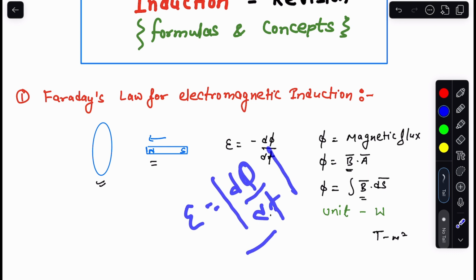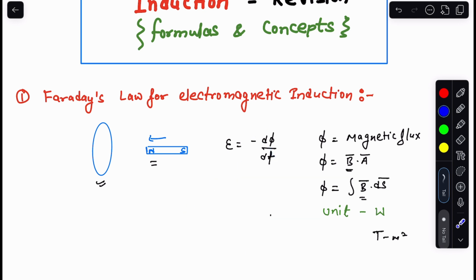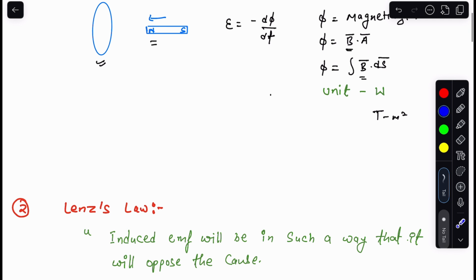Now what is the significance of this negative sign? The negative will give us the direction. For the direction we have another law which is based on the conservation of energy. First we need to understand the conservation of energy: in our usual days the energy is always conserved. For example, if I have a ball in my hand and I just drop it, what will happen? It will go to the ground, and just before it reaches the ground, it will have some velocity.